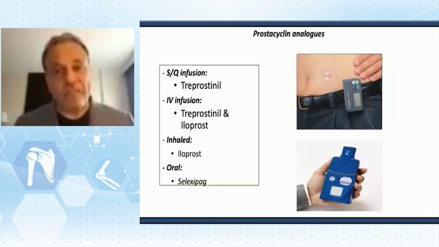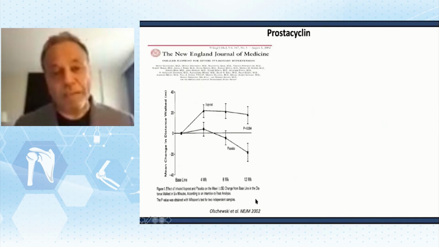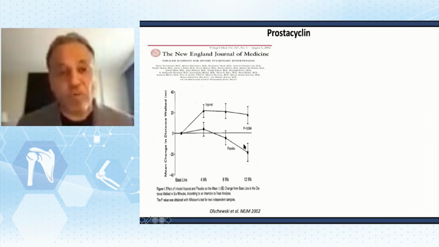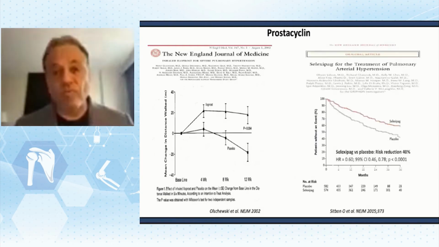But because of these challenges, now we have prostacyclin analogs, like sub-Q treprostinil, which has a longer half-life and a less cumbersome delivery mode. We have inhaled iloprost, and then we have oral selexipag. In the AIR study, inhaled iloprost was quite effective in patients with group 1 PAH, including CTD, and patients treated with inhaled iloprost had significant improvement in the 6-minute walk distance, which was the primary endpoint in the previous studies.